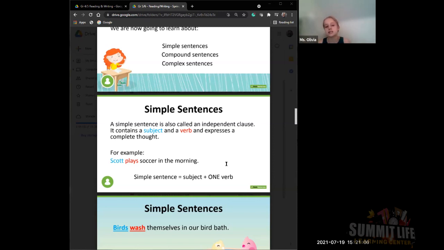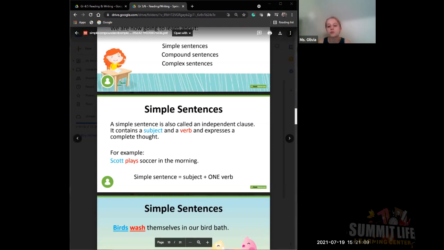So a simple sentence equals subject plus one verb. Guys, you need to write this down. This is really important that you know. So on your documents, simple sentence equals subject plus one verb. I'm going to give you 1 minute to do that. You've got to see that on your notes. All right, guys, about 30 more seconds. Get this phrase down: a simple sentence equals a subject plus one verb.